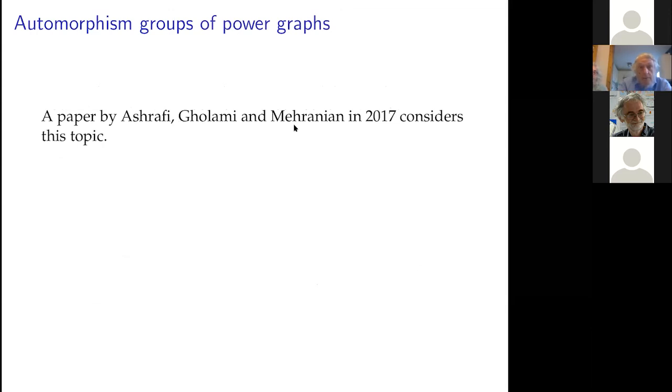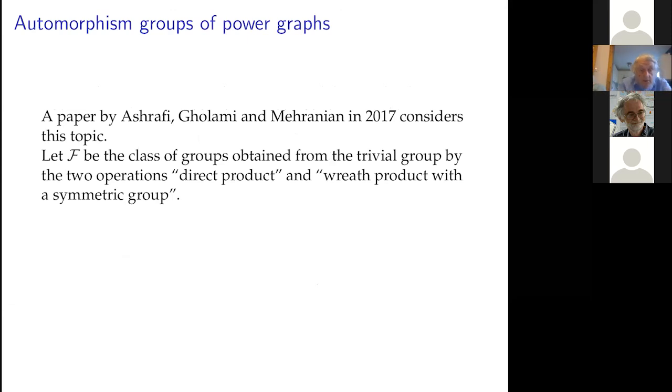So there's a paper by Ashrafi, Khalami, and Maranian in 2017 about automorphism groups of power graphs. And they made a conjecture which caught my eye. You let F be the class of groups obtained from the trivial group by the operations of direct product and wreath product with a symmetric group. So you're allowed to take the direct product of groups that you've already built, or you can take a group, take the direct product of m copies of it, and then permute them arbitrarily by elements of the symmetric group.